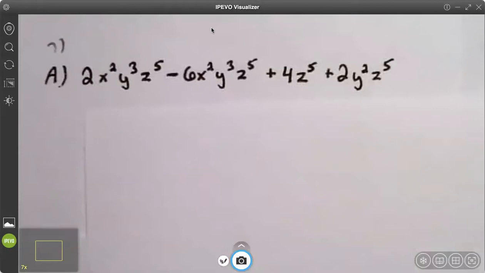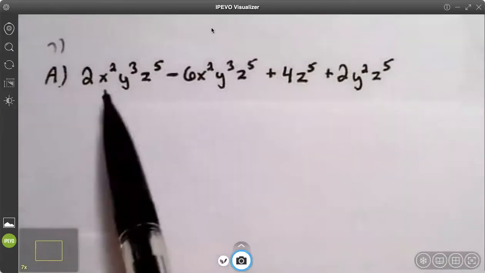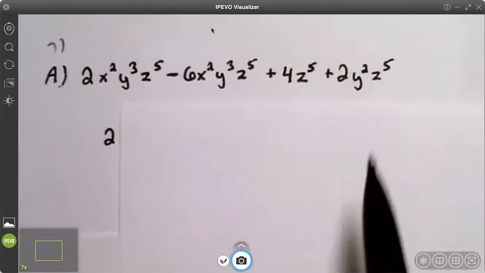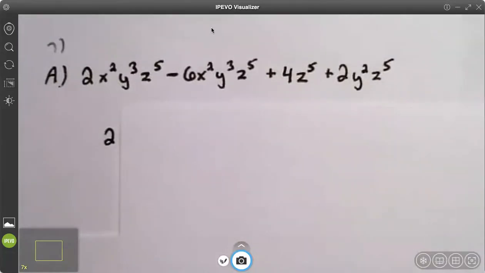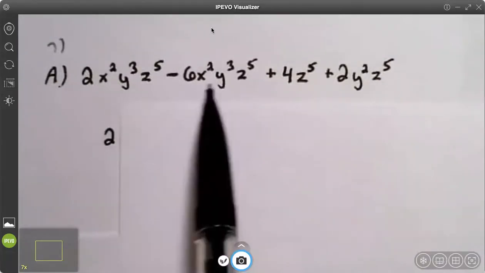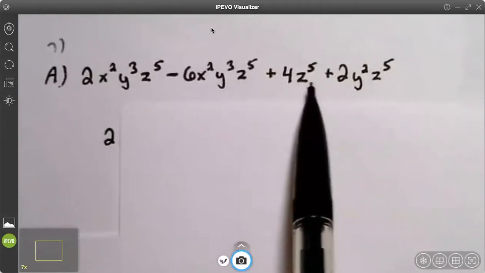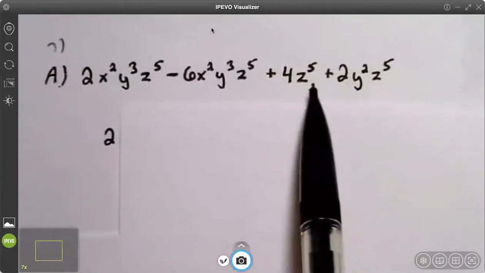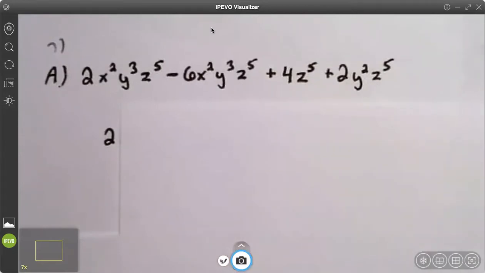Okay, your greatest common factor of your 4 coefficients is 2. For the x's, you can't factor them out. You have 2 in the first term, 2 in the second, but you don't have any in the third or the fourth term, so you cannot factor out an x. Let's look at the y's. 3, 3, don't have any here, so I can't factor a y out. On the z's, 5, 5, 5, and 5. I can factor all 5 of those z's out. So my greatest common factor is 2z to the 5th.